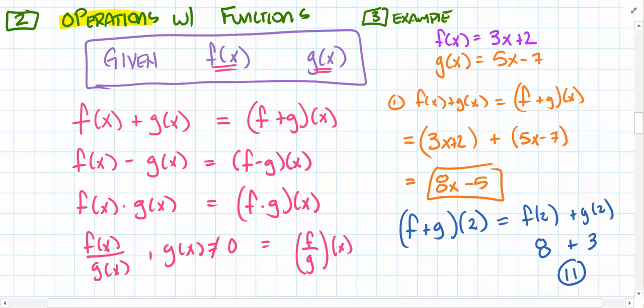But guess what? I could have also just plugged a 2 right there. 16 minus 5 is also 11. So that's what we've actually done. Do you guys see that? That's the cool trick: we could have also just plugged the 2 in for what f plus g of x actually is.